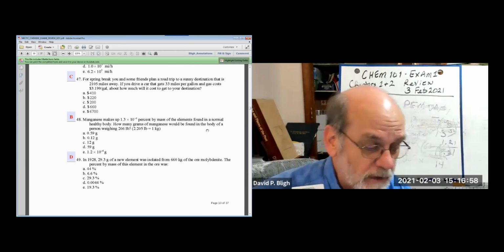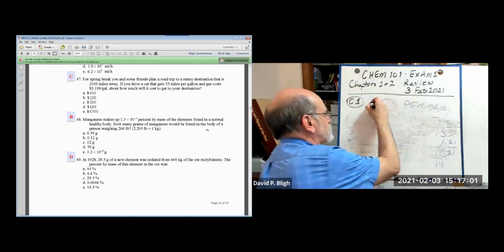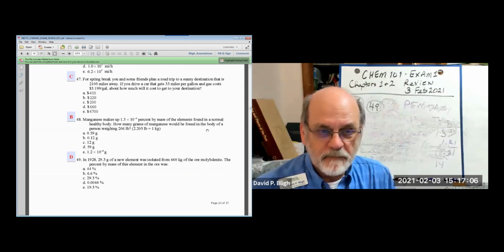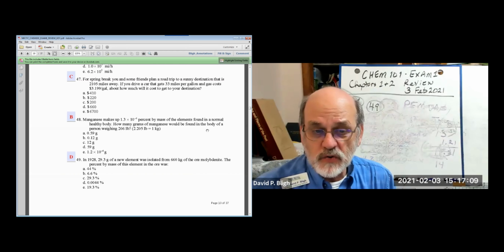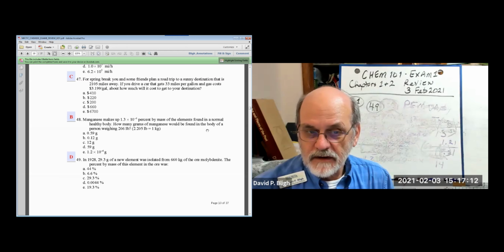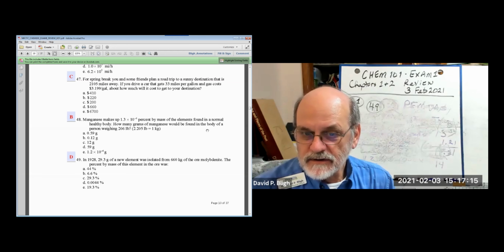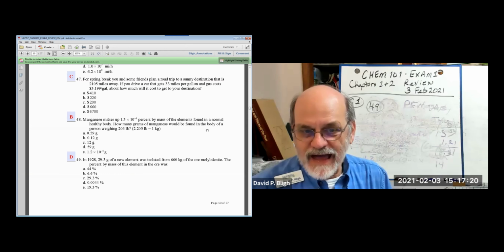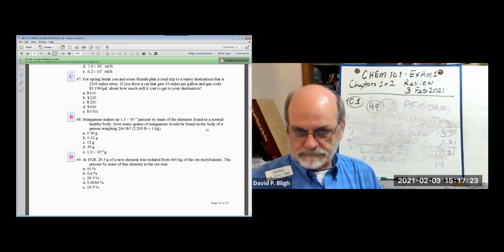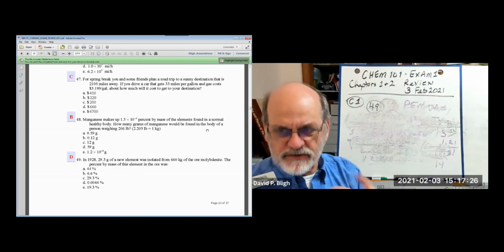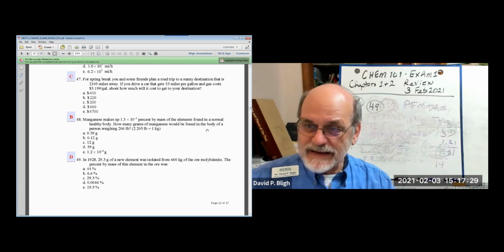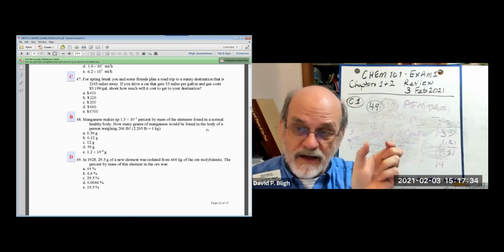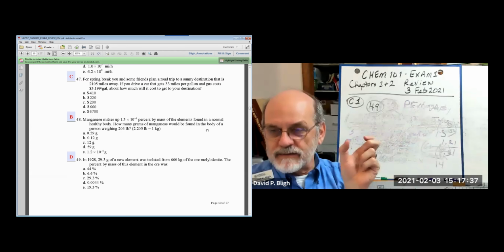Let's see. Oh, 49. In 1928, 29.3 grams of a new element was isolated from 660 kilograms of the ore, molybdenite. The percent by mass of this element in the ore was what? All right, so what is percent? Parts per hundred, right? Which means the part has to be the same unit of measure.